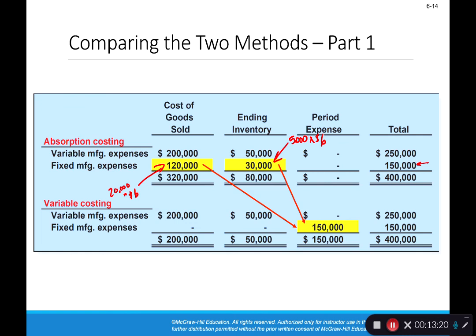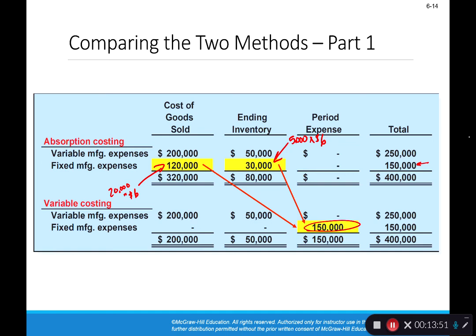Why are there 5,000 left over? Because again, we produced 25 and sold 20. So there's 5,000 left. So effectively 30,000 in the fixed overhead costs gets stuck in inventory under absorption and therefore isn't expensed. And that's why the income ends up being higher under absorption, because under variable, the entire 150 is expensed right away. So really the only difference between income is how we treat that fixed manufacturing overhead.